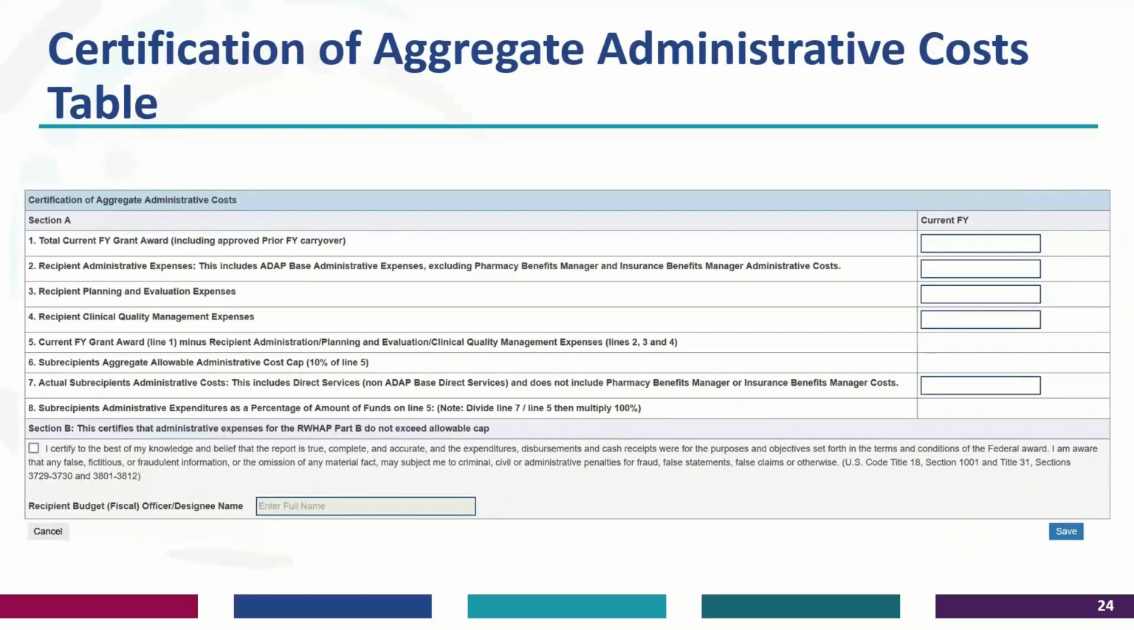The last section of the Part B expenditures report shown here on this slide is the certification of aggregate administrative costs table. This section must be completed by your agency's financial officer or designee. Recipients will not be able to submit their report without completing this section and certifying their subrecipient's aggregate administrative expenditures amount.